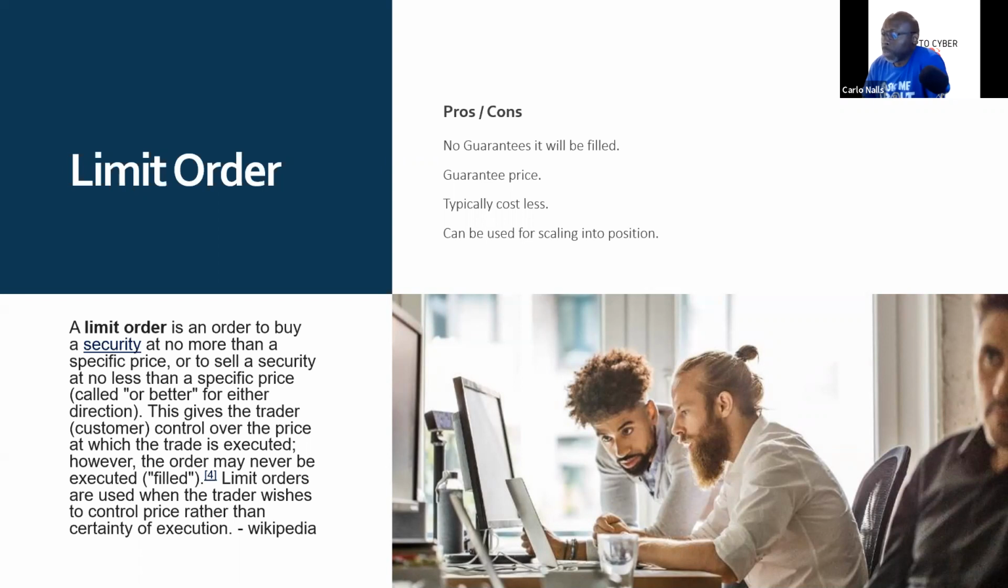So if you look at the pros and cons here, it says no guarantee it will be filled, just like the definition. And this is from Wikipedia, by the way. But you do guarantee the price. It typically costs less to do this type, and it can be used for scaling into position. Okay, so let's go back over to Coinbase Pro and let's do a limit order so we can see the difference. Since we already did a market order and we saw that, now we can do a limit order.